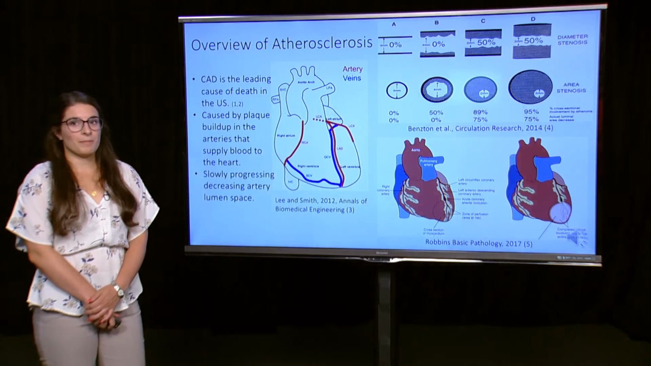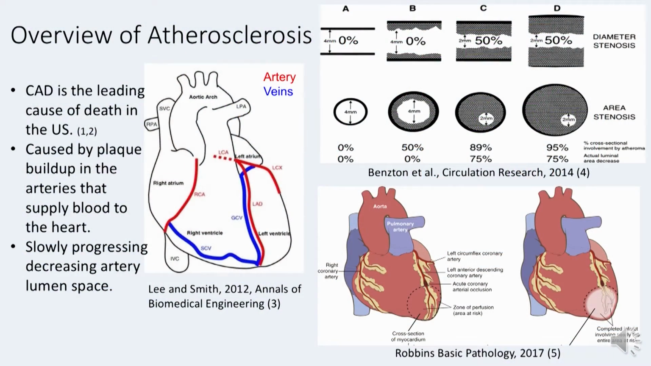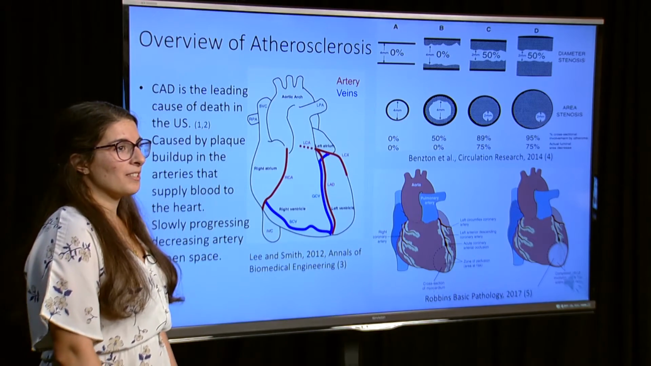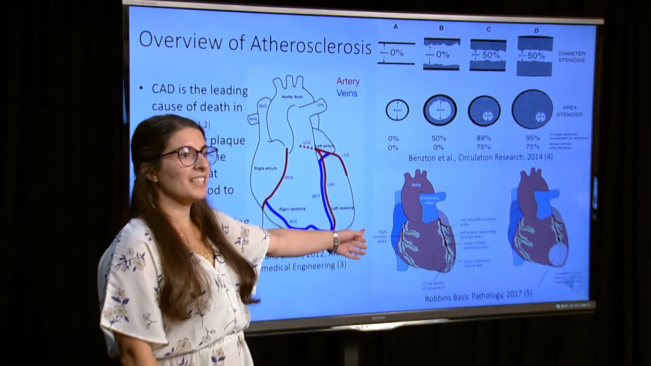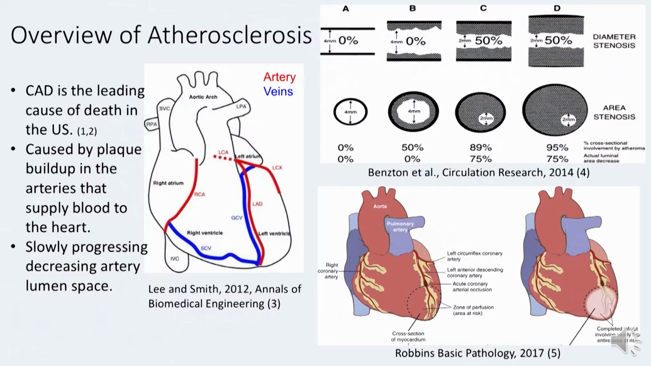And as plaque builds up in the arteries that supply blood to the heart, it decreases the blood supply, as shown in the cross-section, and poses risk for heart attack, shown in the bottom section. These plaques can be composed of calcium, lipid, or a mix of both.